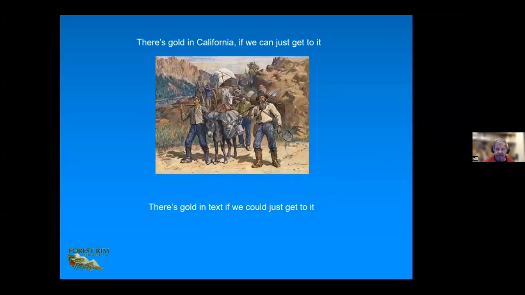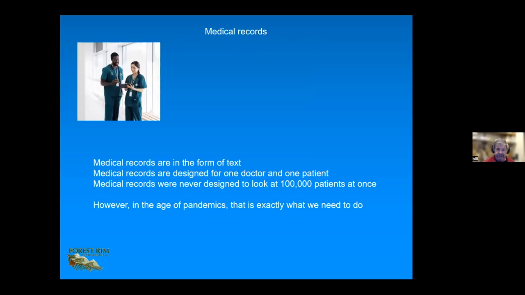So what do we find? We find that on the one hand, text is very challenging. On the other hand, there's a lot of gold to be found when we go in to look at our text. So how do we get to where the gold fields are? There's gold in California if we can just get to it. There's gold in text if we could just get to it. So let's talk about where some of this gold is.